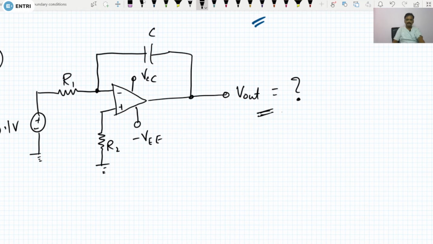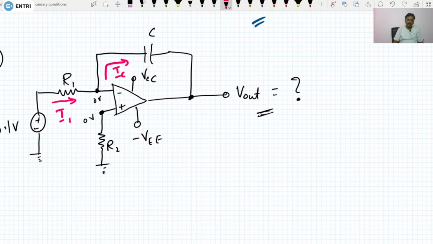See here, this is V out, and since you are having negative feedback through this capacitor, here we can apply the virtual short concept. So here it is 0 volts, and here also it is 0 volts. So the current flowing here is I1, let us say, right? And here the current flowing is nothing but IC.